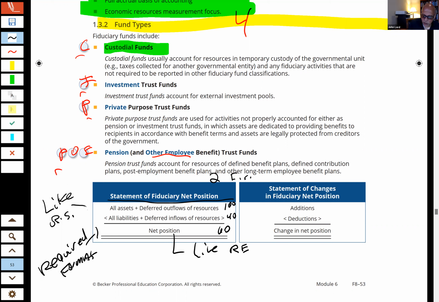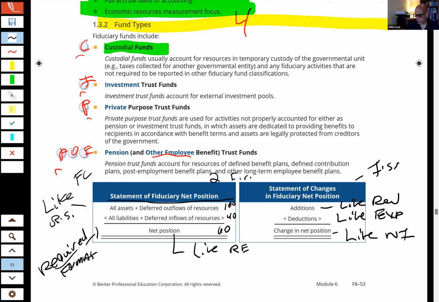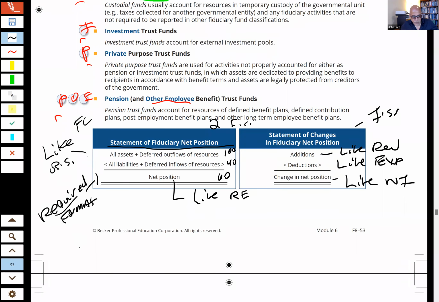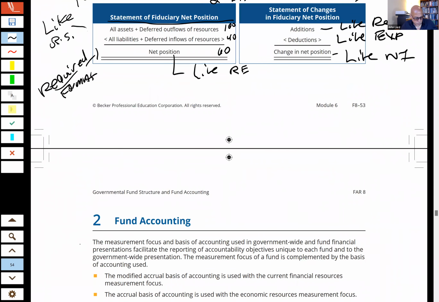And then for the statement of changes in fund net position, which is like the income statement, additions are like revenue. Deductions are like expenses. And then the difference between those is going to be what? Like net income. Okay, good. So flashcard the format and whether it's required or optional or recommended for all of the funds, as I have indicated as we've gone through and talked about the structure of their financial reports.